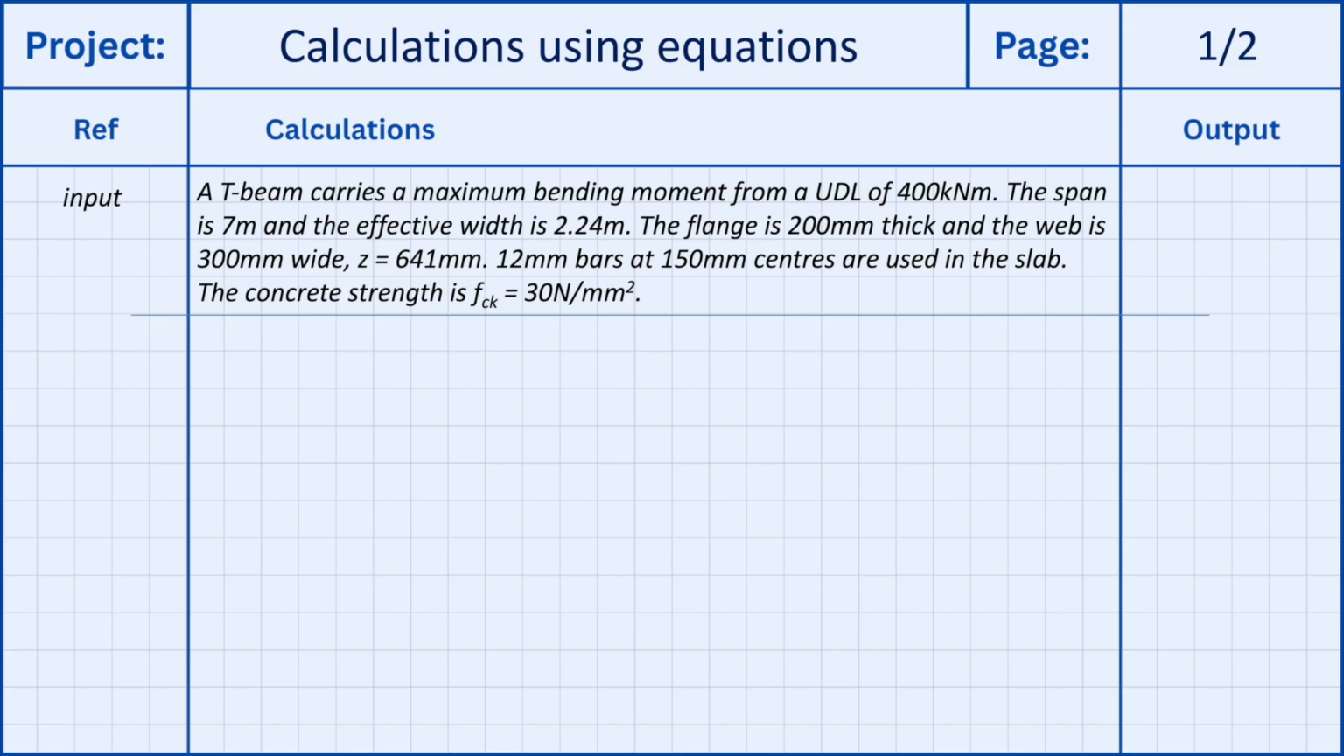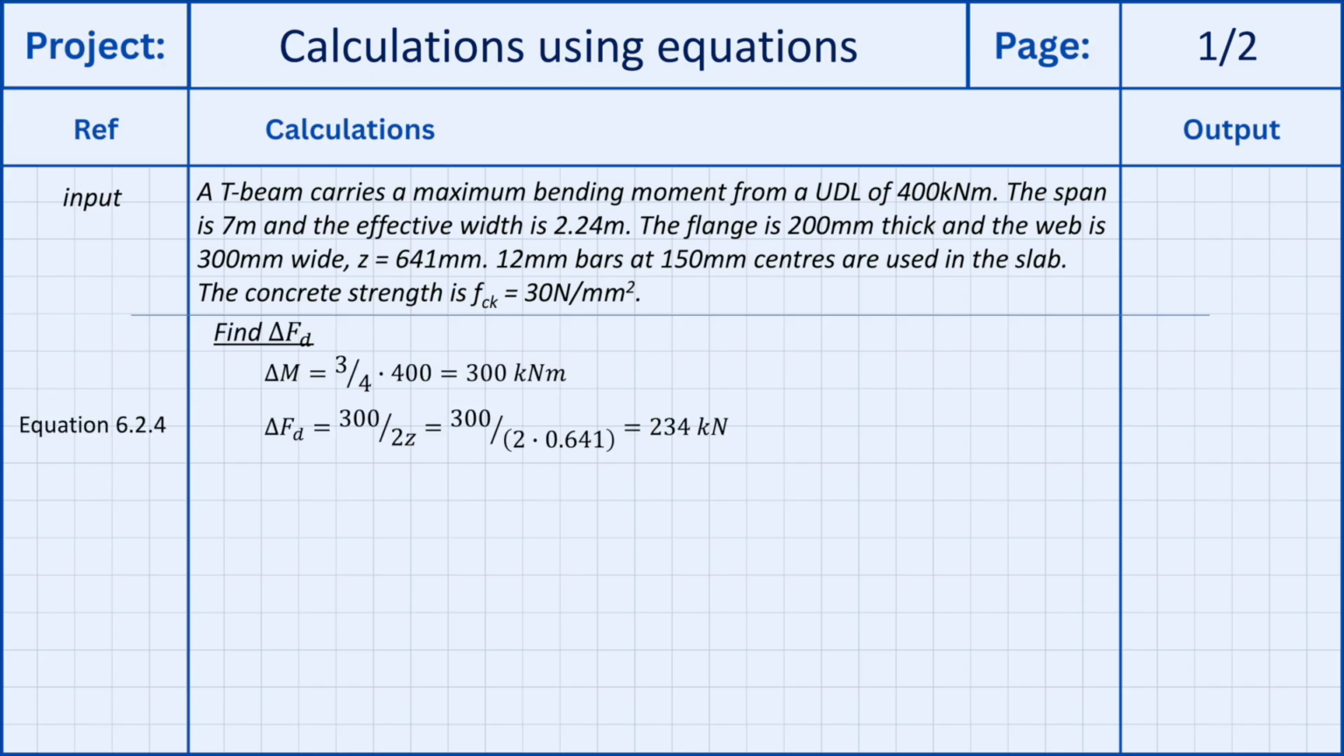Let's consider an example. A T-beam carries a maximum bending moment from a uniformly distributed load of 400 kilonewton meters. The span is 7 meters and the effective width is 2.24 meters. The flange is 200 millimeters thick and the web is 300 millimeters wide. The lever arm Z is 641 millimeters. 12 millimeter diameter bars at 150 millimeter centers are used in the slab. The concrete strength is fck 30 Newtons per millimeter squared.